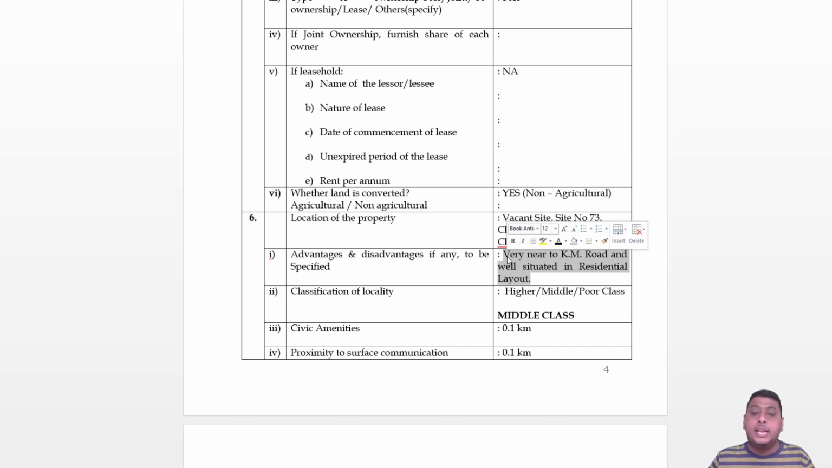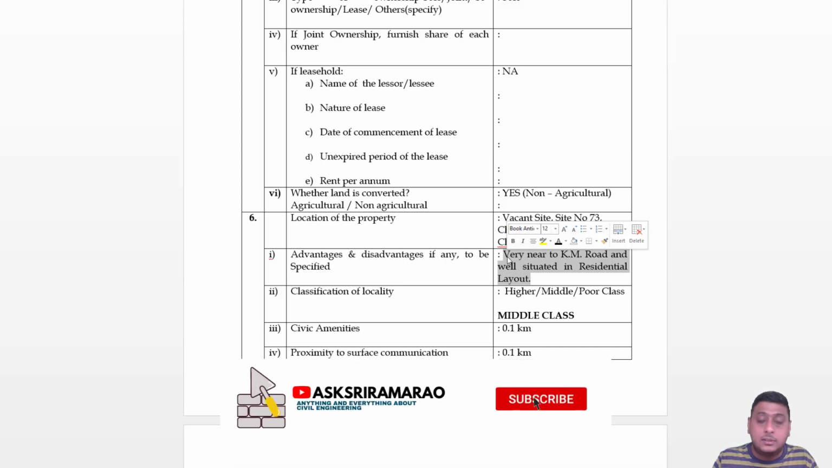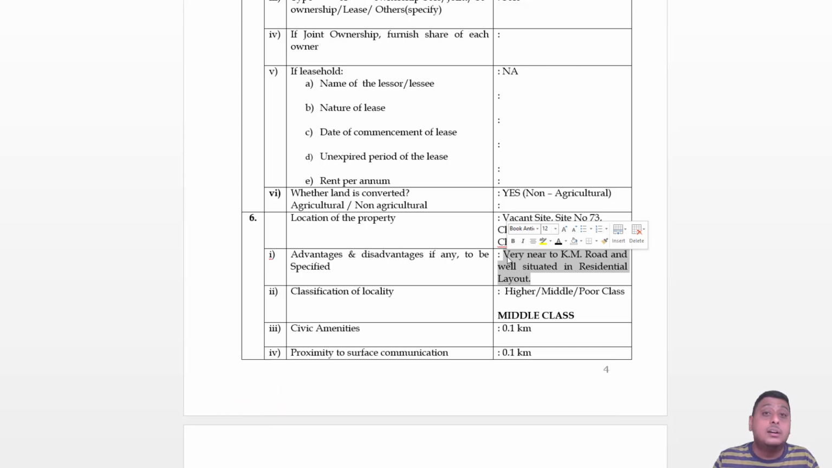For example, it might not have any good road. The approach road is not good. The locality is not fit to construct a house, because some channel is going through it, or it is very near to the lake, or some such thing. Disadvantages which are genuine, we have to mention.